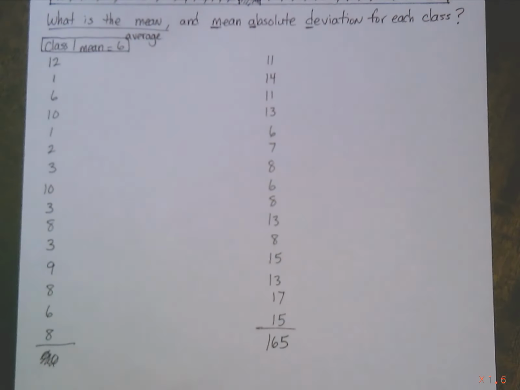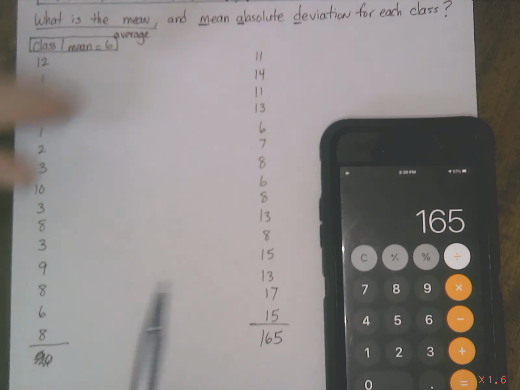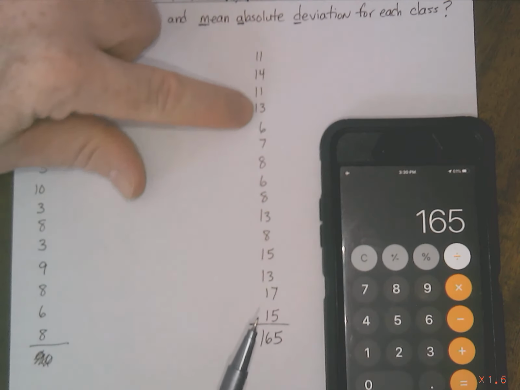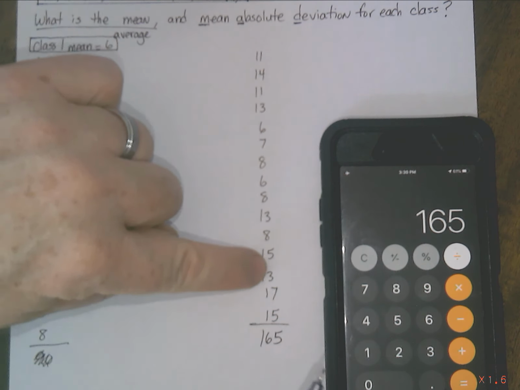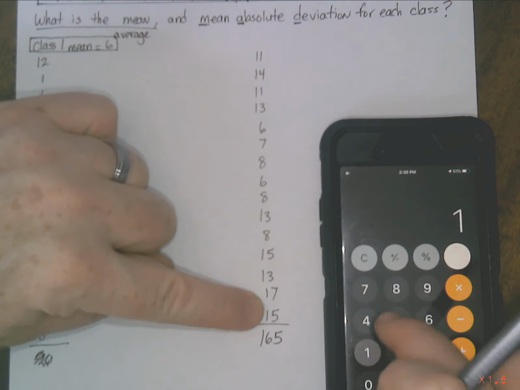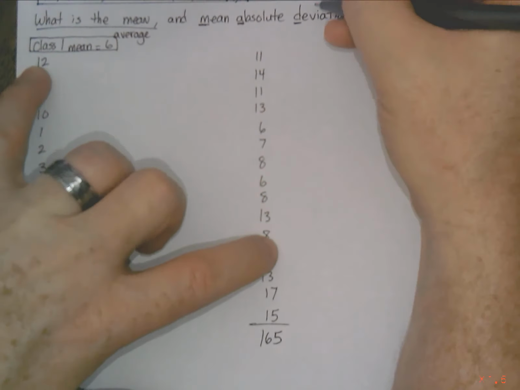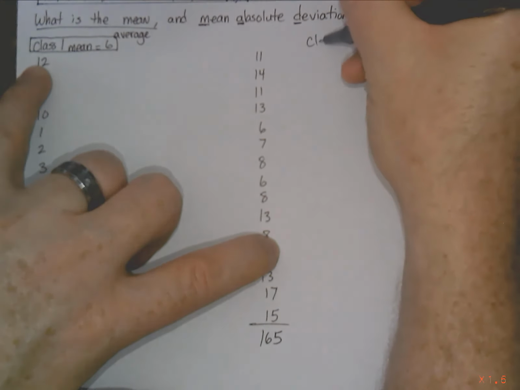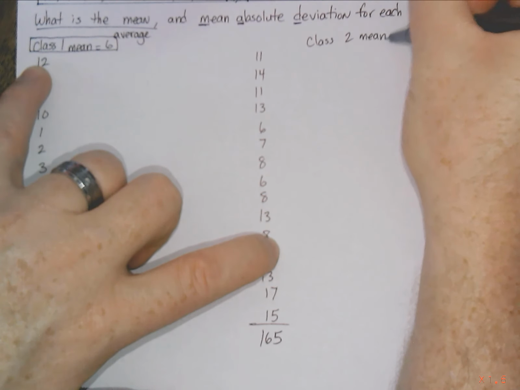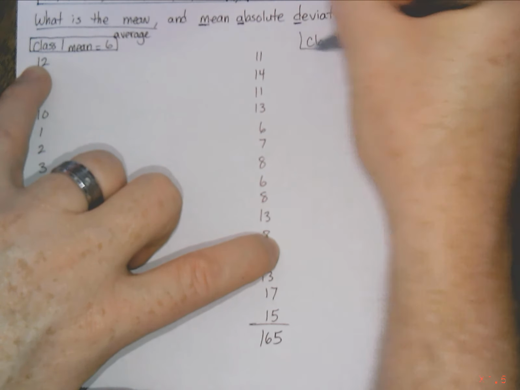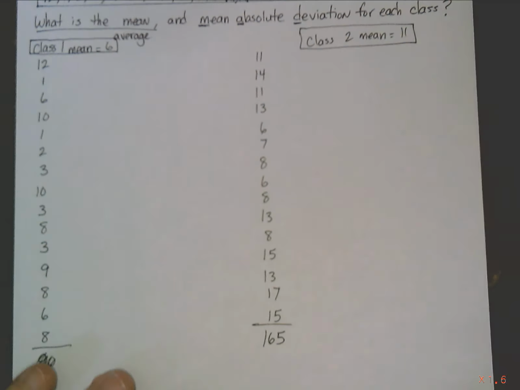And then we divide that by how many we have. Okay, so 165 divided by 1, 2, 3, 4, 5, 6, 7, 8, 10, 11, 12, 13, 14, 15. Divide by 15 equals 11. So class 2's mean equals 11. Okay, and again, that's important as well. We don't really need this anymore.